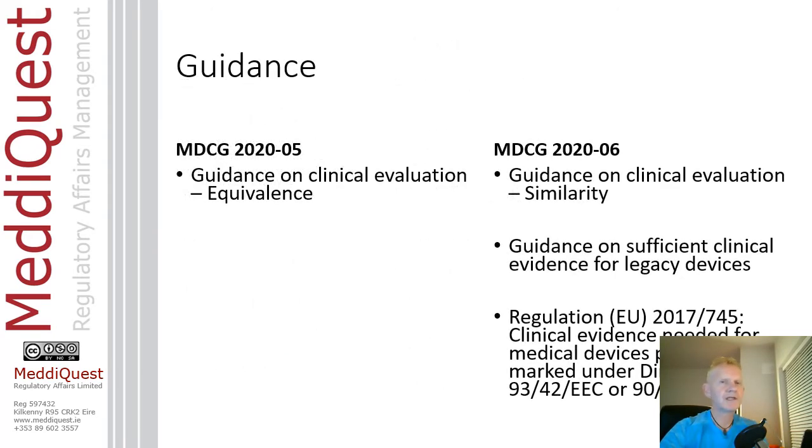So we have two pieces of guidance. They both came out in 2020, and their serial numbers in 2020 are numbers 5 and 6 respectively. 5 is on equivalence. To use my terminology, that's saying Kentucky Fried Chicken is Kentucky Fried Chicken. 6 is on similarity, or you would think it's on similarity. It's actually guidance on sufficient clinical evidence for legacy devices.